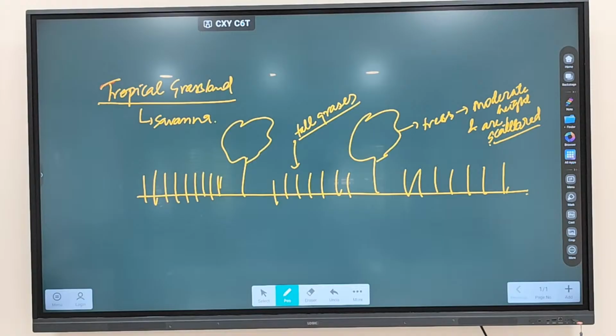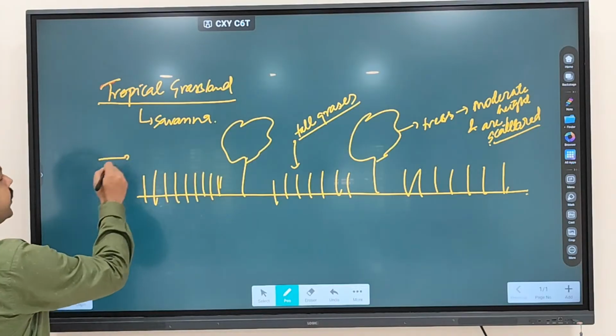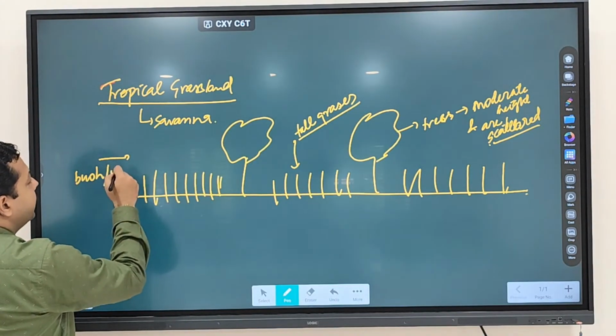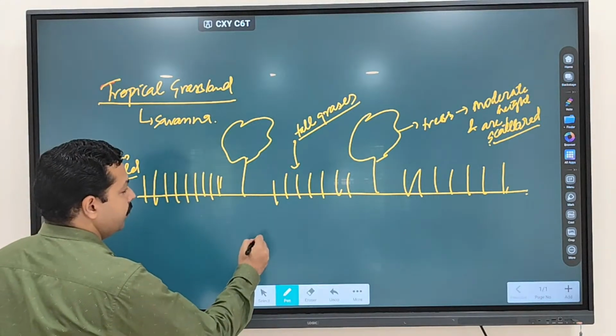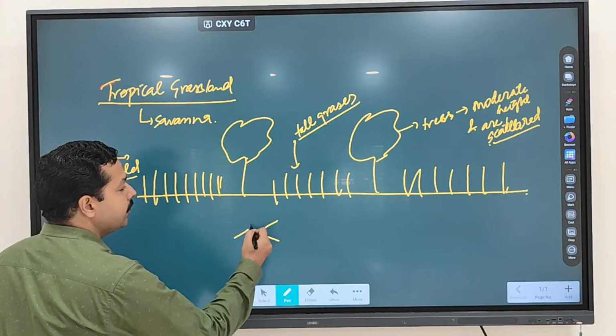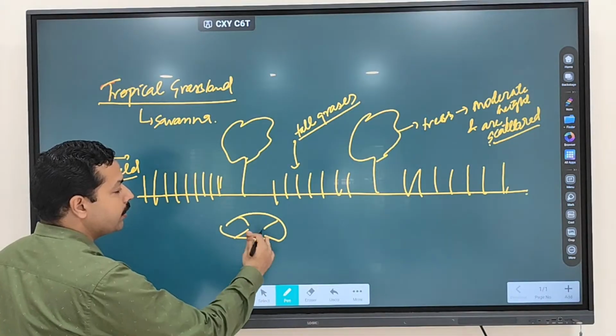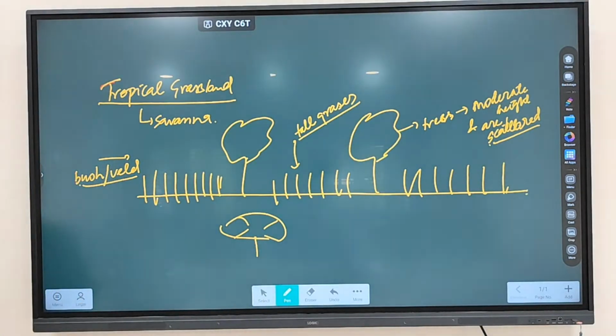Fine. This type of thing is referred to as a bush or veld. So the grassland region is also referred to as a bush or veld. Tall grasses as well as scattered trees are characterized as a bush or veld. Clear? Trees are mostly in umbrella shape. Like an umbrella, you'll see they'll be covering an area. Fine.